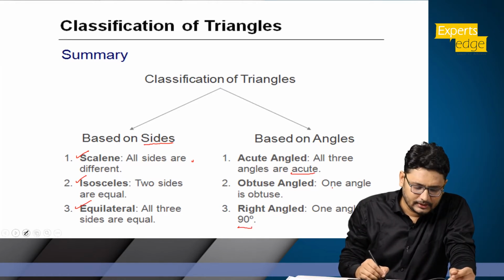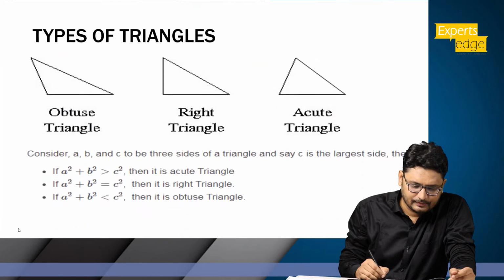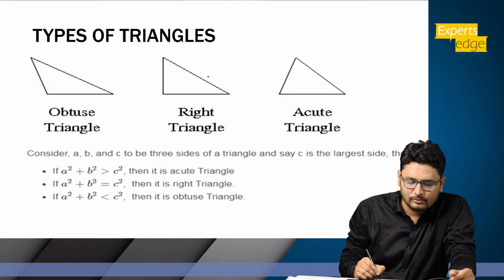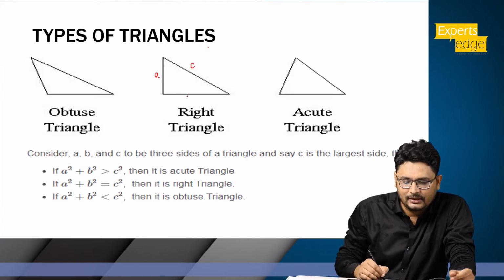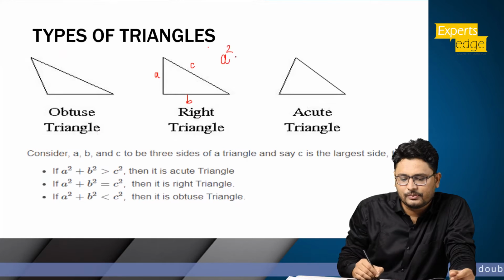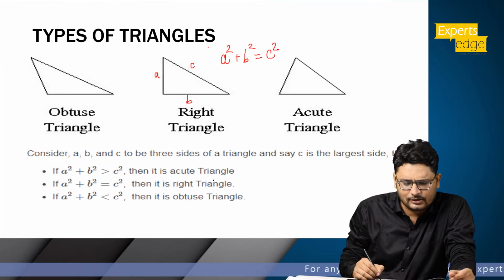So this is a relation you can say. In right angle triangle, you must be knowing the Pythagoras theorem, right? What is the Pythagoras theorem? That if this is C, this is A, this is B, A square plus B square should be equal to hypotenuse square, right? That is, I have written also there.